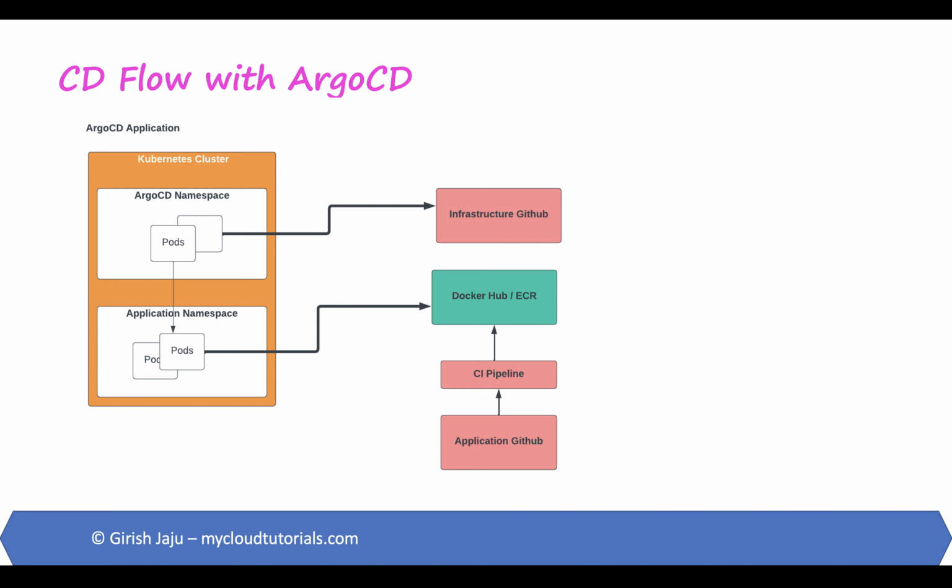At the end of your application CI pipeline, a Docker image is created and stored in Docker Hub or ECR, and the image's tag version is updated in your Kubernetes manifest file. Once Argo CD detects a change in the infrastructure GitHub, it pulls the latest changes and applies those changes to the application that is deployed in the Kubernetes cluster. We will see this all in a hands-on demo.